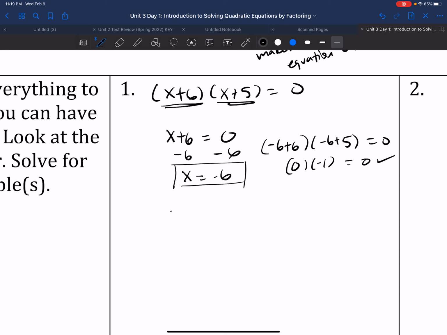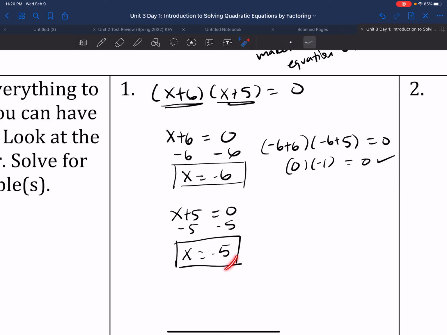Let's do x plus 5. So x plus 5 is equal to 0. Subtract both sides by 5. X is equal to negative 5, right? So I'm going to go ahead and verify if this works. I'm going to plug this into my equation. So I have negative 5 plus 6 times negative 5 plus 5. Does that equal 0? Well, let's see. Negative 5 plus 6 is just 1. And then negative 5 plus 5 is just 0. So 1 times 0, anything times 0 is just 0. So that is true.